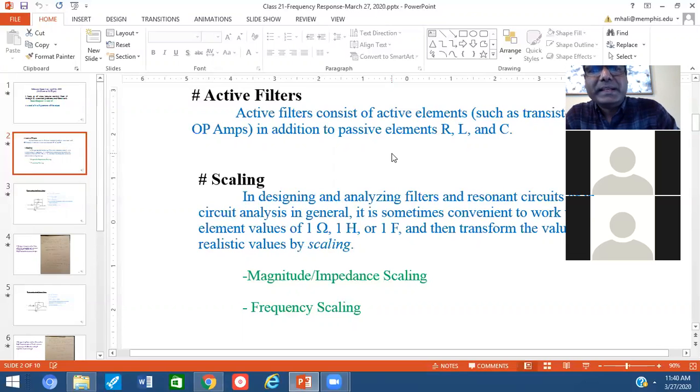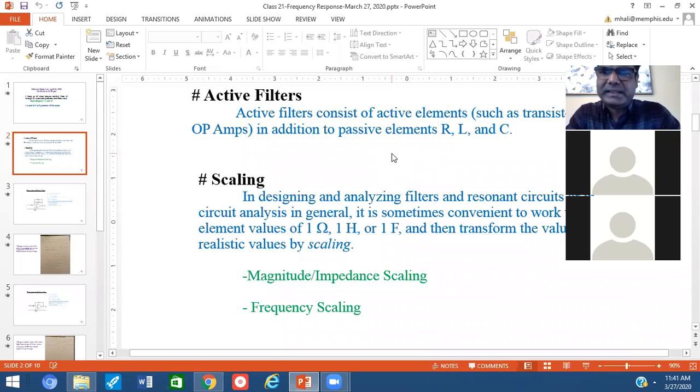So before that, scaling. What is scaling? To design and analyze filters and resonant circuits, or in general any circuit analysis, sometimes it is better or convenient to deal with element values like 1 ohm, 1 Henry or just 1 Farad. Although 1 ohm, 1 Henry or 1 Farad are not real values, just simplified or normalized values, it makes the calculation easy. So once you have calculated the circuit parameters depending on the network, like voltage value, current value, inductor value, capacitor value, resistance value, you later transform those values into the actual realistic values.